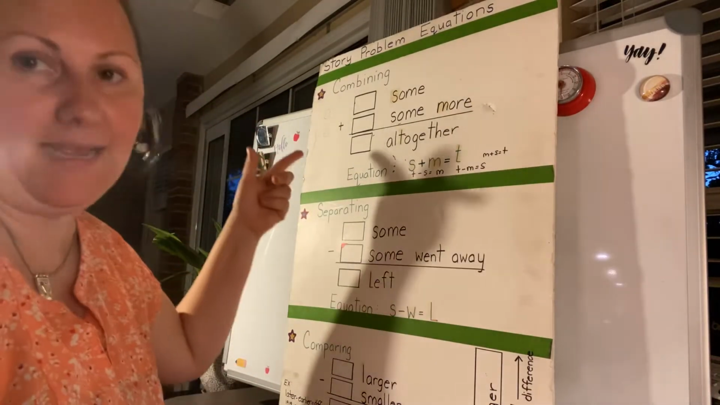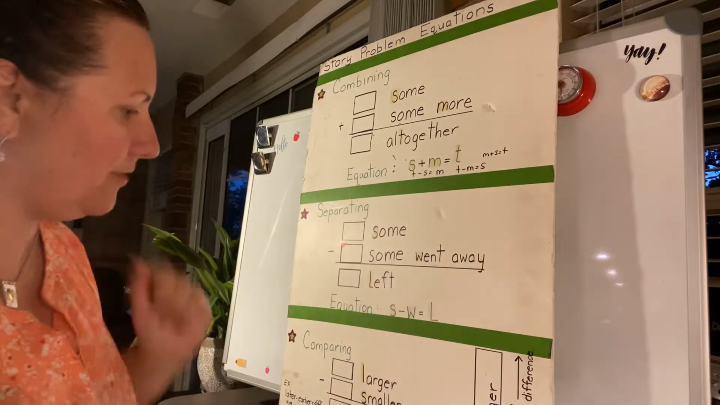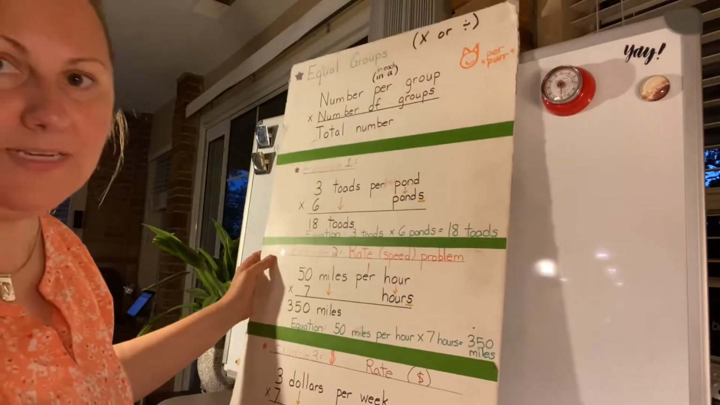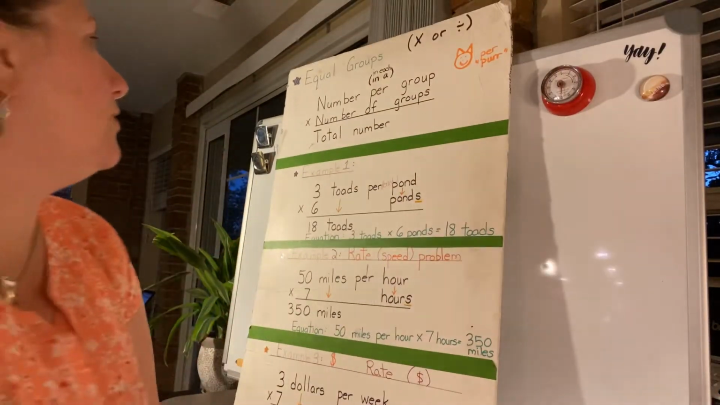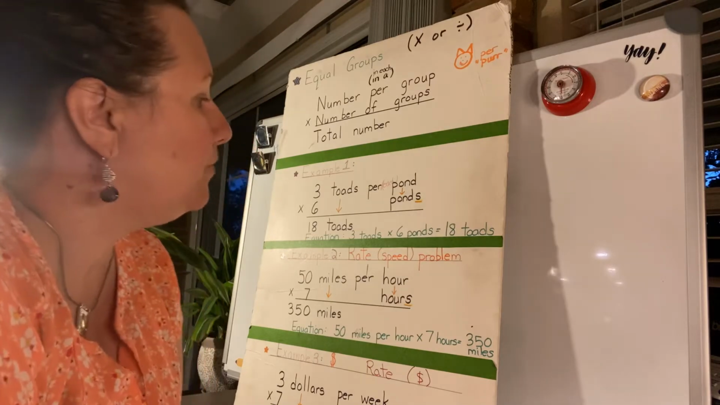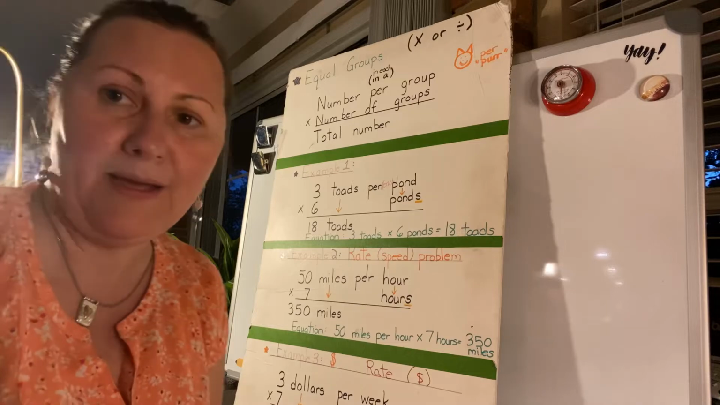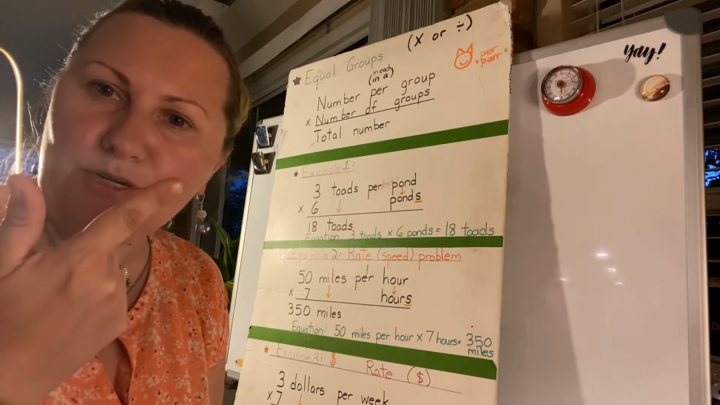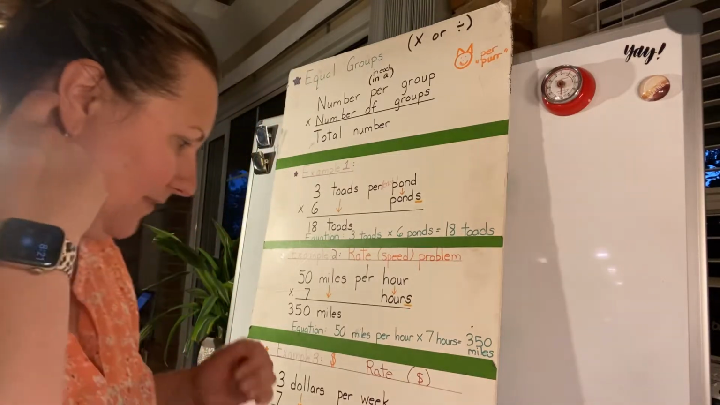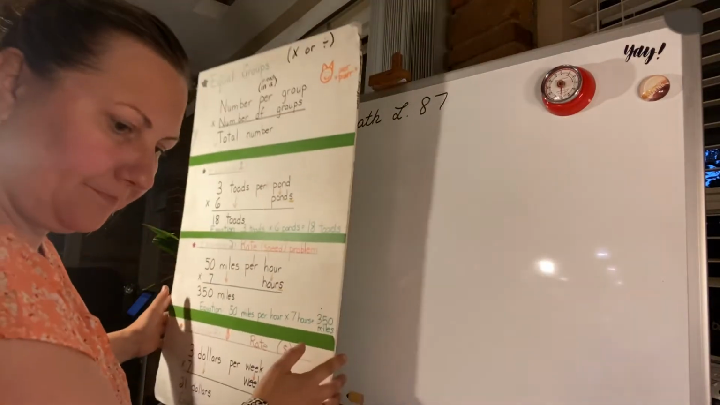Is it a combining problem? No. Separating? No. Comparing? Definitely not. Of course, it is an equal groups problem that might have a remainder. So in other words, these will be problems that either we will be doing some multiplication or some division to solve. Okay, so keep that in mind as we move forward.